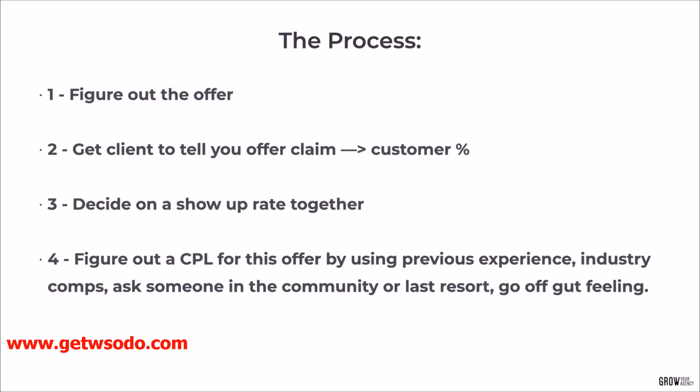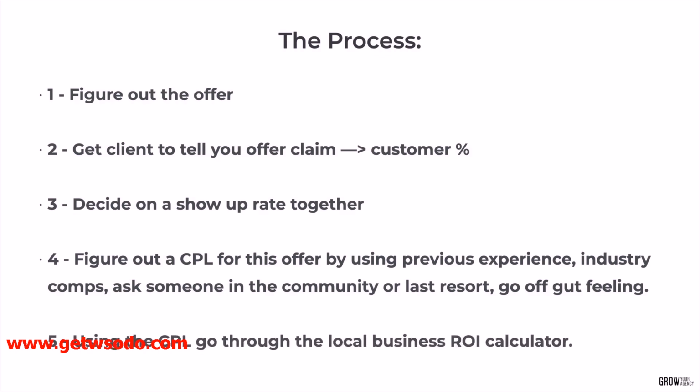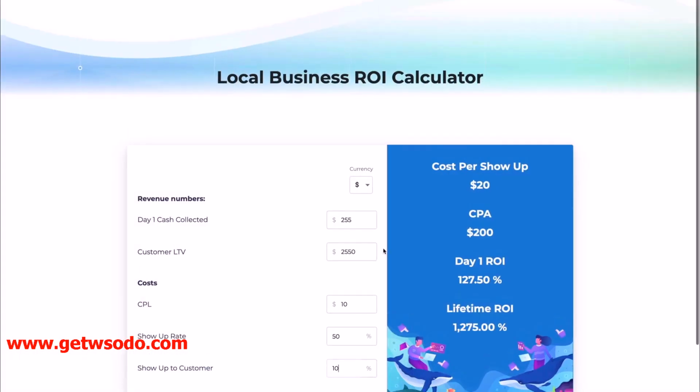Next is figure out a CPL for this offer. Once again, once you've been running your agency for a while, you will have historical data, so you'll know that. But at the beginning, you can do that by looking at previous experience, ask people in the community, industry comps, as I said, ask people in the community as a last resort, or just go off of gut feeling and what you've seen from different case studies of other agencies working within your niche. Last thing is using the CPL, go through the local business ROI calculator, which I'm going to show you right now.